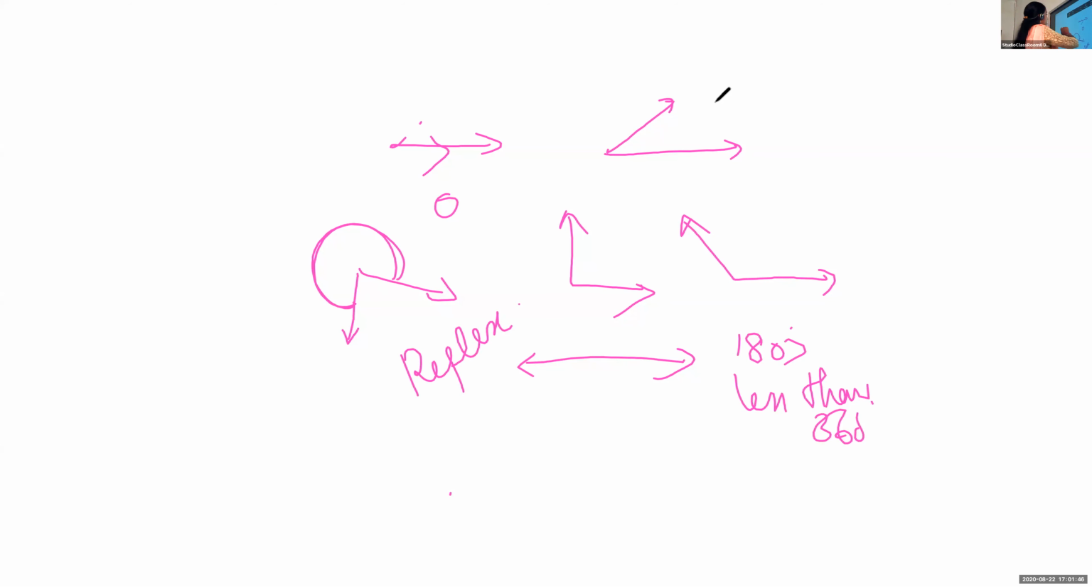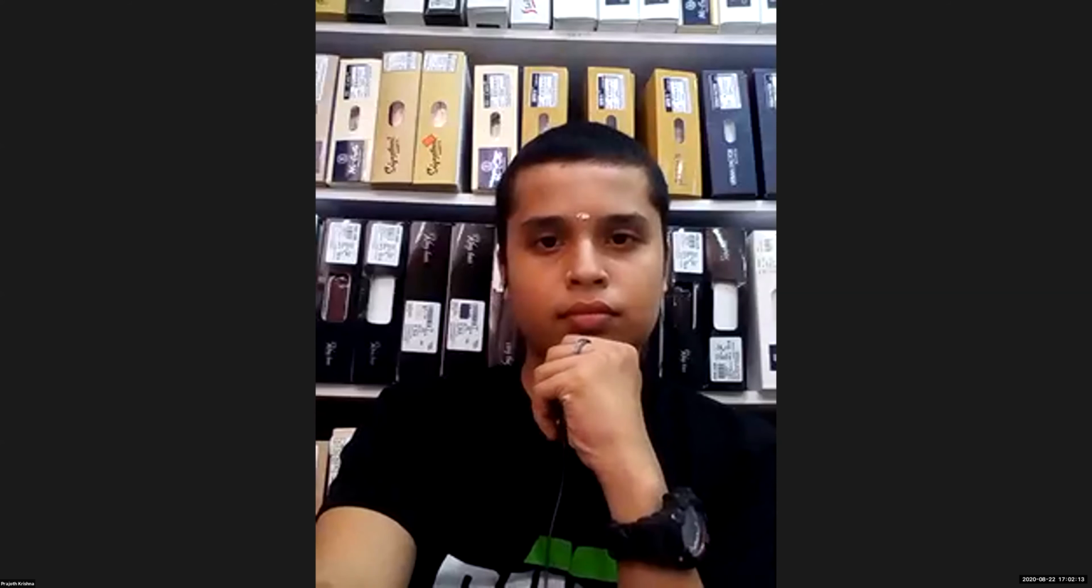Now it has reached the same position like this. What is the name of the angle? When it reached one full circle, the same point, what is the name of that? Complete angle. And what is the degree measure of a complete angle? 360 degree. Okay, so you all know about this.